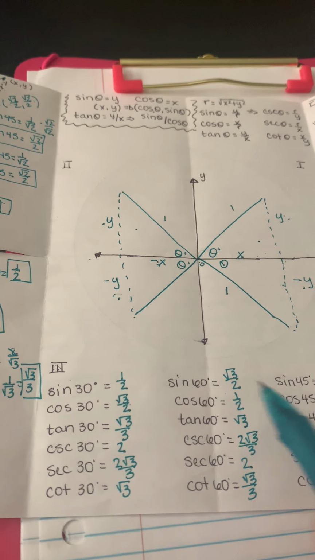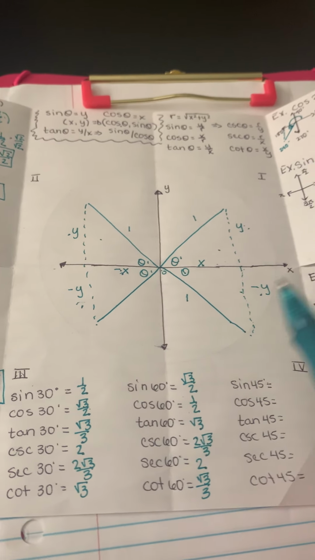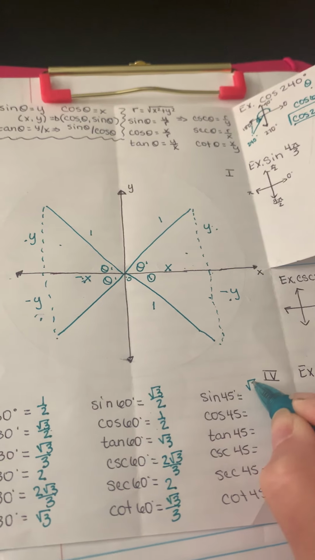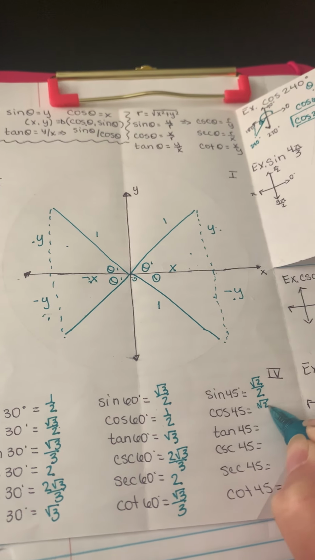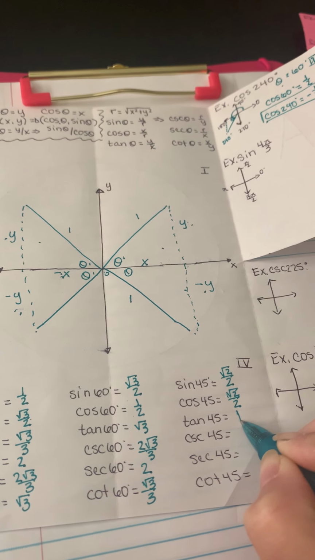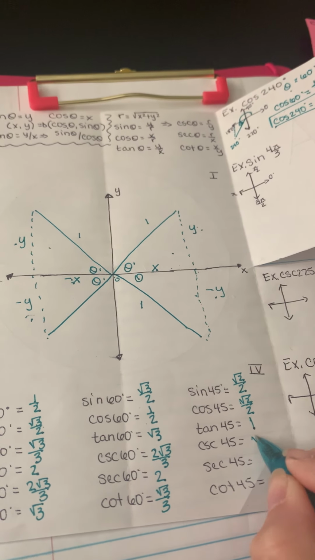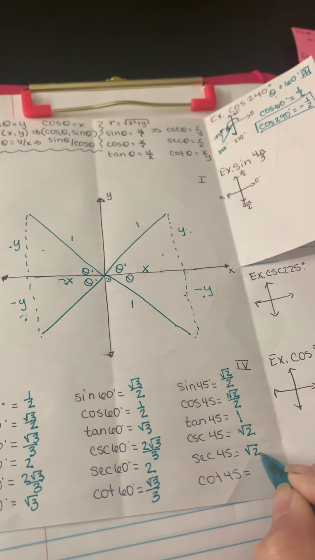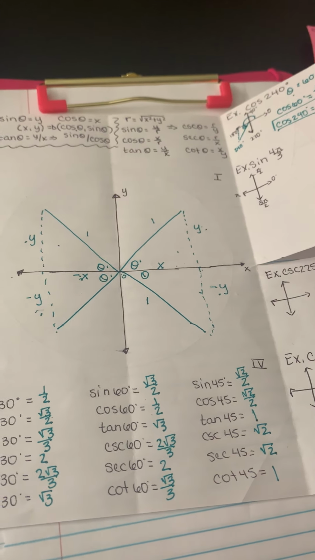Okay? Now, so there's 30s and there's 60 angles. Now for the 45s. Sine of 45, we've already proved this, square root of 2 over 2. Cosine, we know is going to be the same thing. The tangent is 1. Okay? Cosecant is going to be the reciprocal of these, so it's going to be the square root of 2. Secant is going to be the square root of 2, and cotangent is going to be, I'm sorry, not square root, just 1.